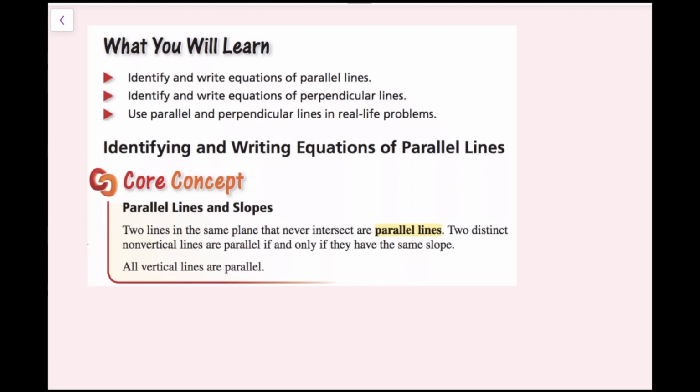In this lesson, we're going to be identifying and writing equations of parallel lines. We're going to be identifying and writing equations of perpendicular lines, and using parallel and perpendicular lines in real-life problems.